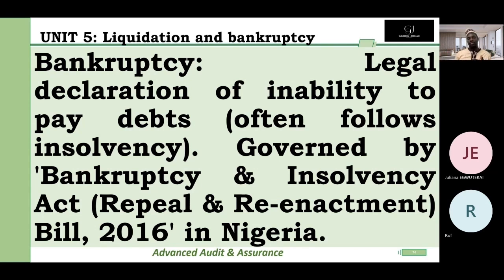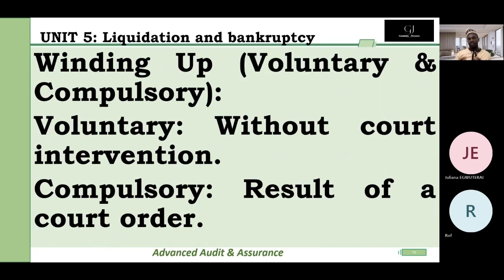It often follows insolvency. It's governed by the Bankruptcy and Insolvency Act of 2016, which is the repeal and reenactment bill in Nigeria. So winding up is either voluntary or compulsory. Voluntary is without court intervention. The company or the person decides to file for bankruptcy or wind up voluntarily, while the compulsory one is a result of a court order. The court has ordered the company to wind up, either by creditors petitioning over inability to pay debts, but there's a court order that results in compulsory winding up.